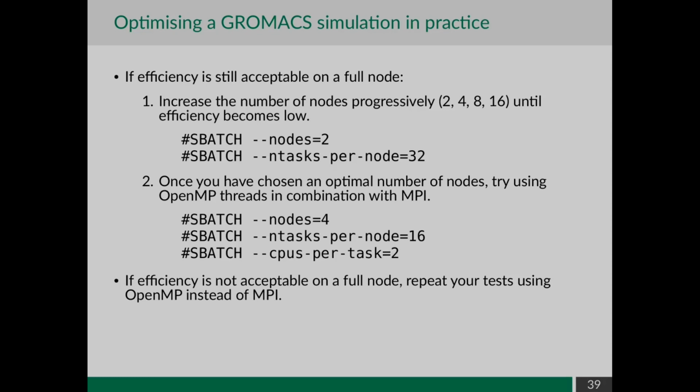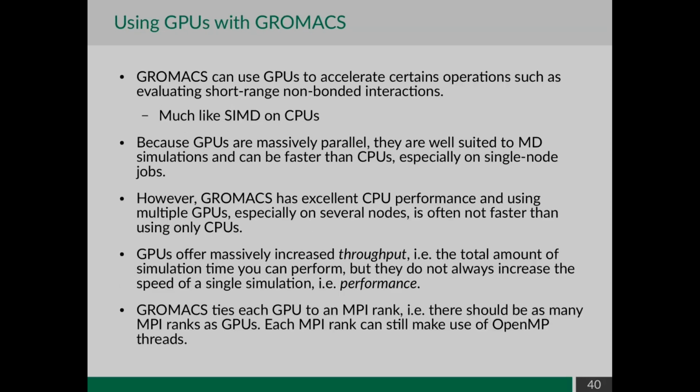On the other hand, if the efficiency was not acceptable at all on a full node, what you should do instead is repeat your test using only OpenMP instead of MPI. Because if you cannot use several nodes, usually it's better to just switch to OpenMP since the overhead of OpenMP is lower than the overhead of MPI. However, you still need to test it. It may not be the case for your particular system.